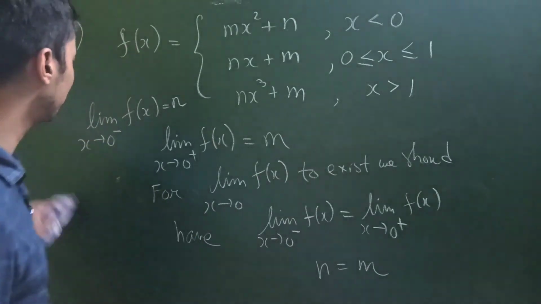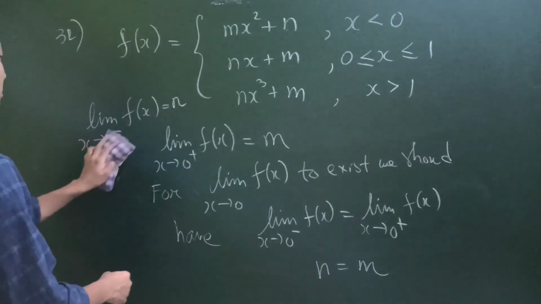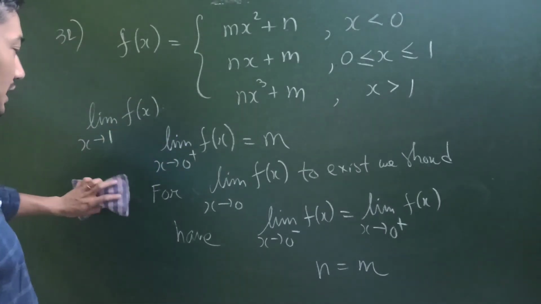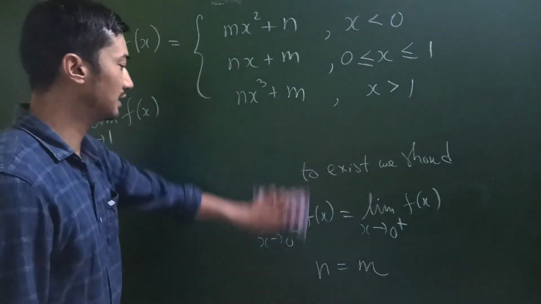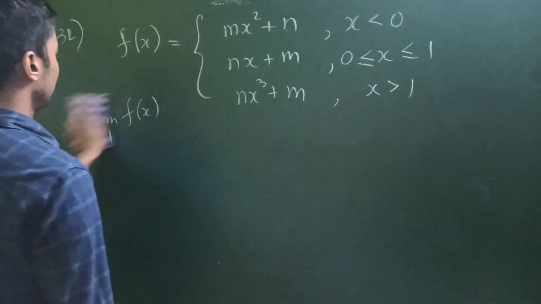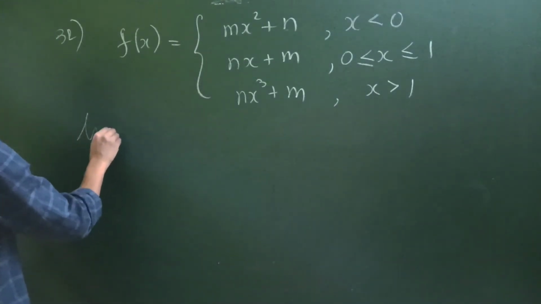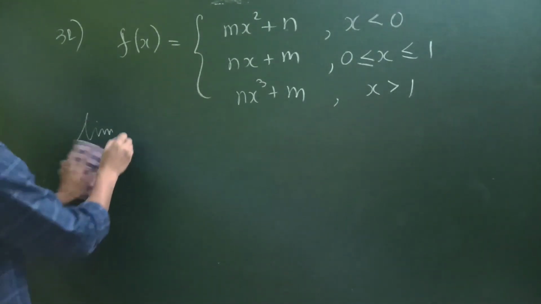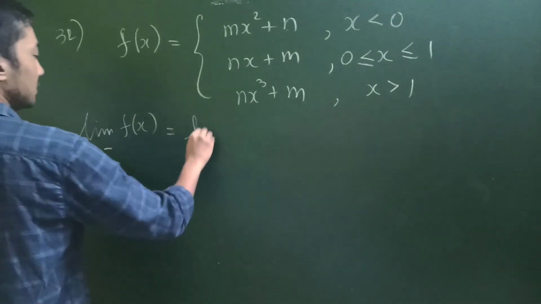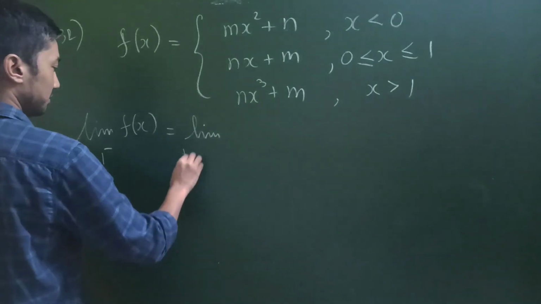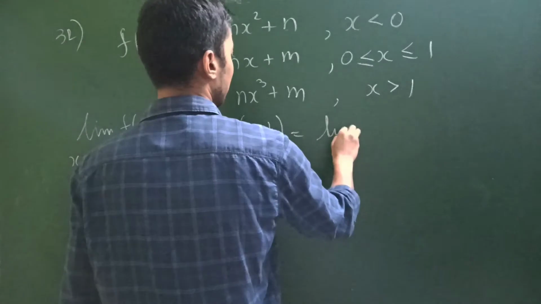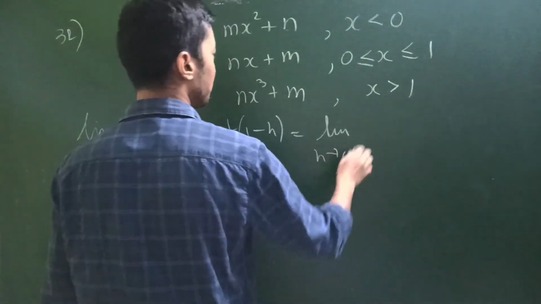Let's go to the second point, that is, we are supposed to check for as x tends to 1. So let's find out quickly, as x tends to 1, what happens? The limiting value for the function as x tends to 1 from the left hand side. So that is the limit, changing the interval, 1 minus h, so limit h tends to 0. 1 minus h means less than 1.